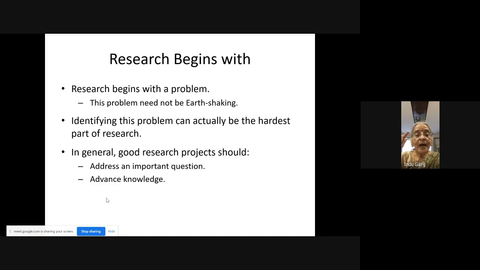But identifying this problem can be very hard. And let me tell you, all your teachers also, who tried to find the actual research statement or the research problems that they wanted to research upon, must have taken them 6 months to arrive at a proper statement of how they are going to state their research problem.